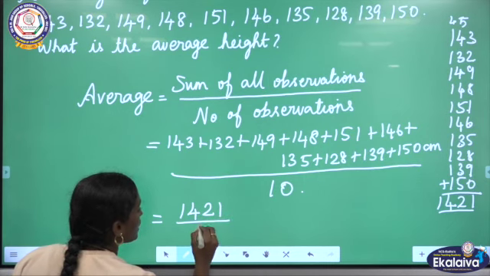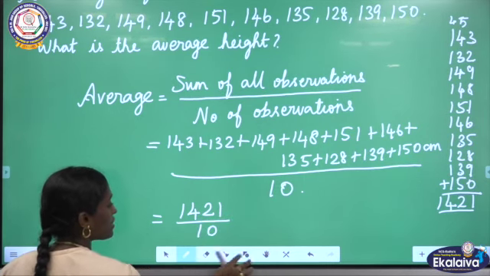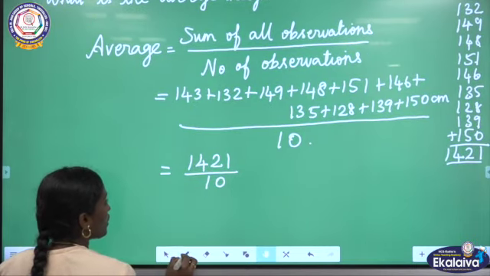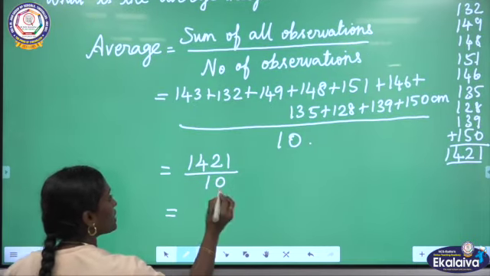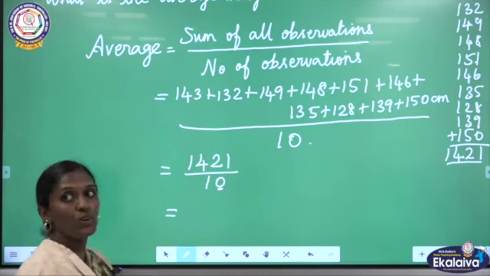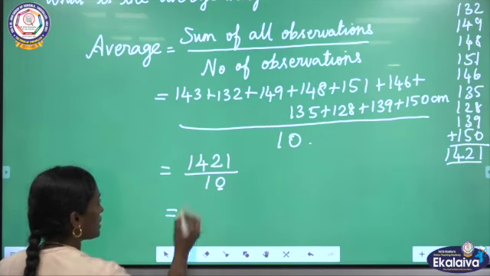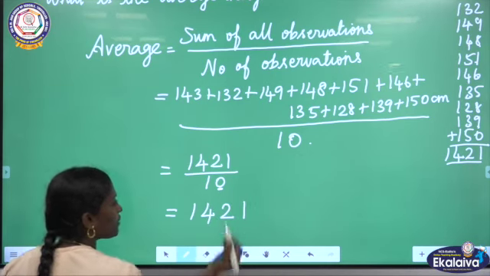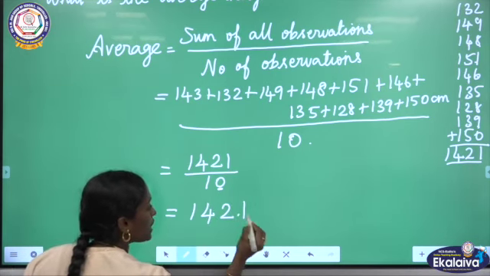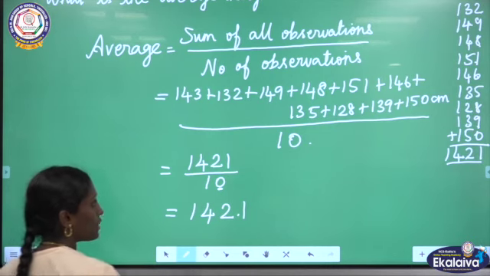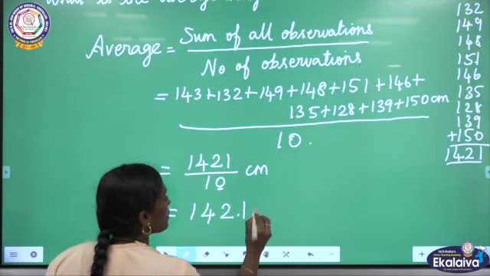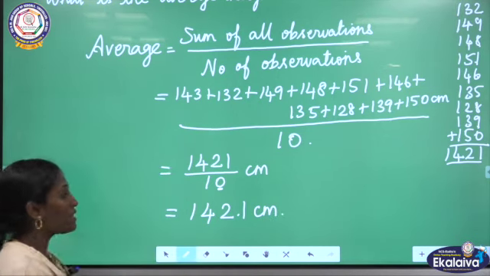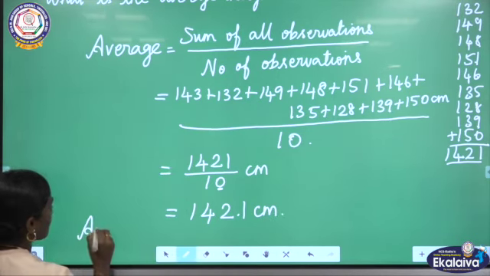1421 divided by number of observations 10. Now we are going to divide the number by 10. While dividing the number by 10, according to the number of 0, we have to keep the decimal point in the answer. So the numerator number is 1421. Here 10 is there. So from the last, before one digit, we have to keep the decimal point. So we will get 142.1 centimeter. This is the average height.